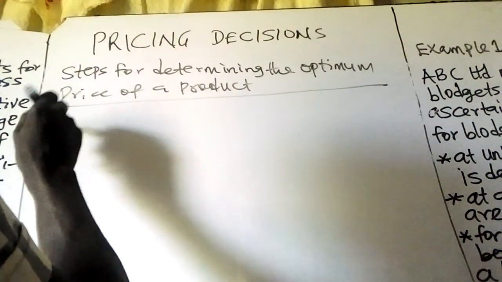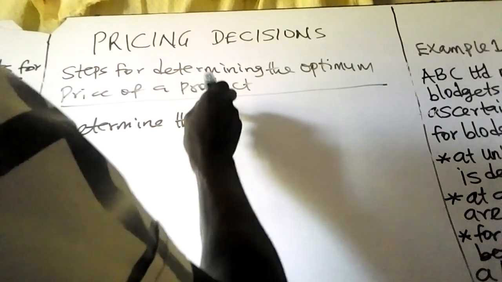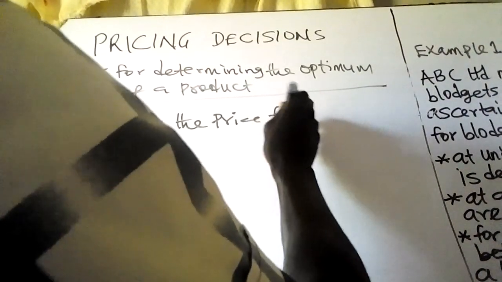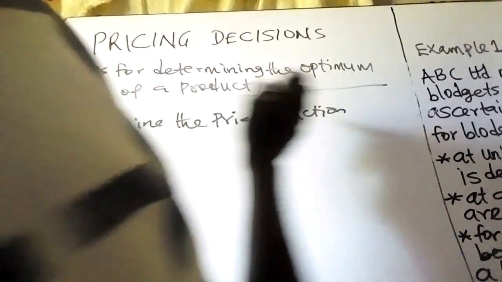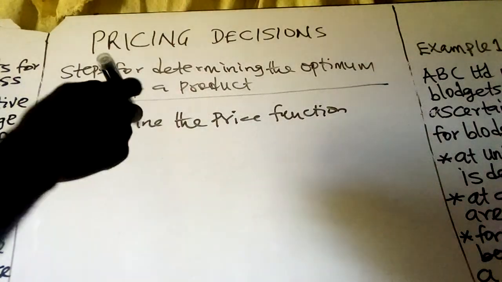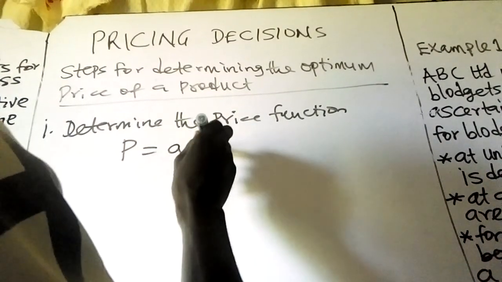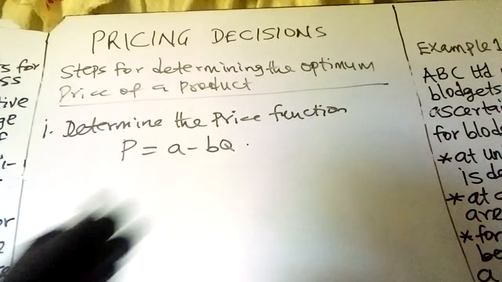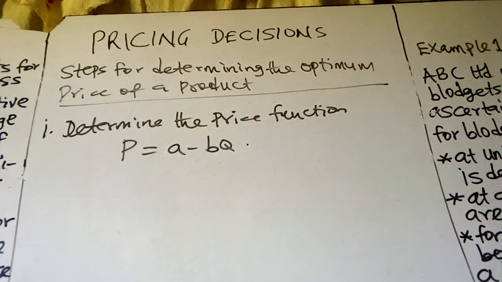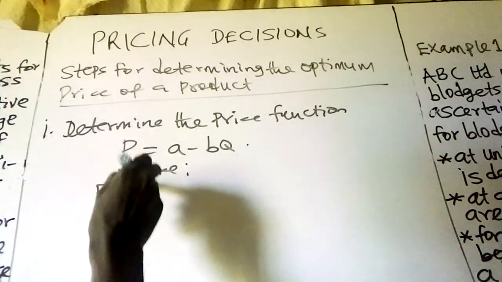Step one, determine the price function where the price function is not given. So you determine the price function using this algebraic expression: P equals A minus BQ, where P is the price of the product.